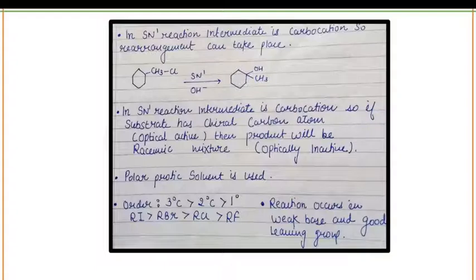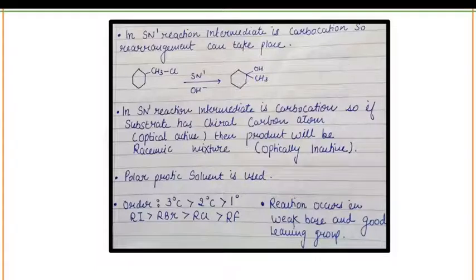In SN1 reaction, intermediate is carbocation. If substrate has a chiral carbon atom, means the carbon atom has 4 different groups attached, then this will be optically active, and then product will be a racemic mixture. So you have to remember this point. In case of SN1 kinds of reaction, a racemic mixture will be found that will be optically inactive.